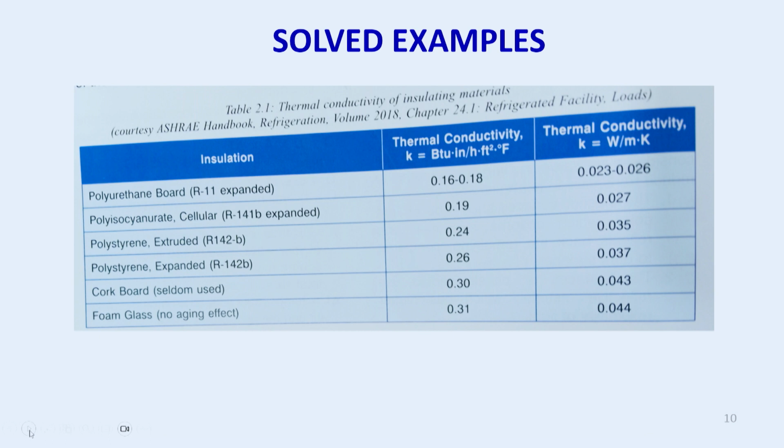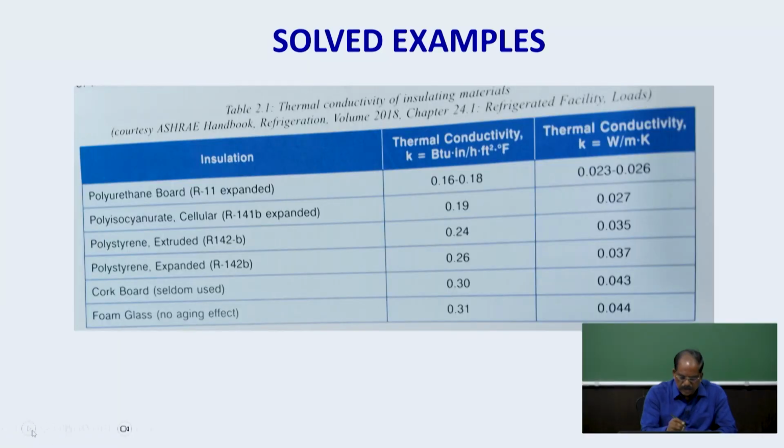ISHRAE is the Indian Society of Heating, Refrigerating and Air Conditioning Engineers, and ASHRAE is the American Society. Both professional bodies are focused on HVAC. So sometimes I may refer to the ASHRAE Handbook, but all the values from the different tables are taken from the ISHRAE Cold Storage Design Handbook, whose source is the ASHRAE Handbook. So this difference I would like to mention at this point.